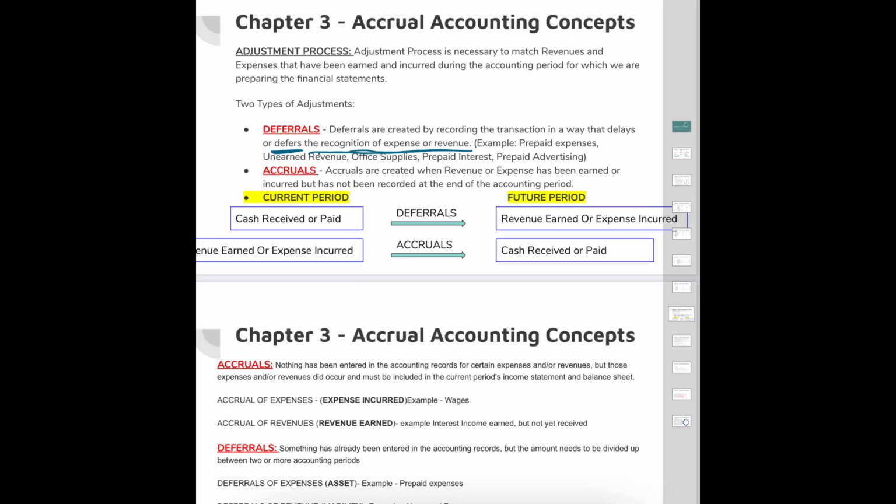And the example is prepaid expenses. We will do some examples later on, but let's first review what deferrals mean and what accruals mean. Accruals are created when revenue and expense has been earned or incurred but has not been recorded at the end of the accounting period.